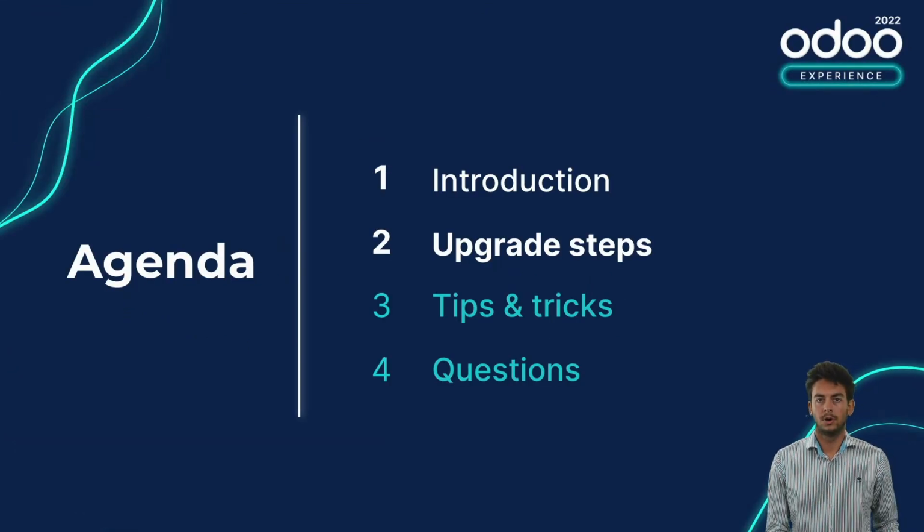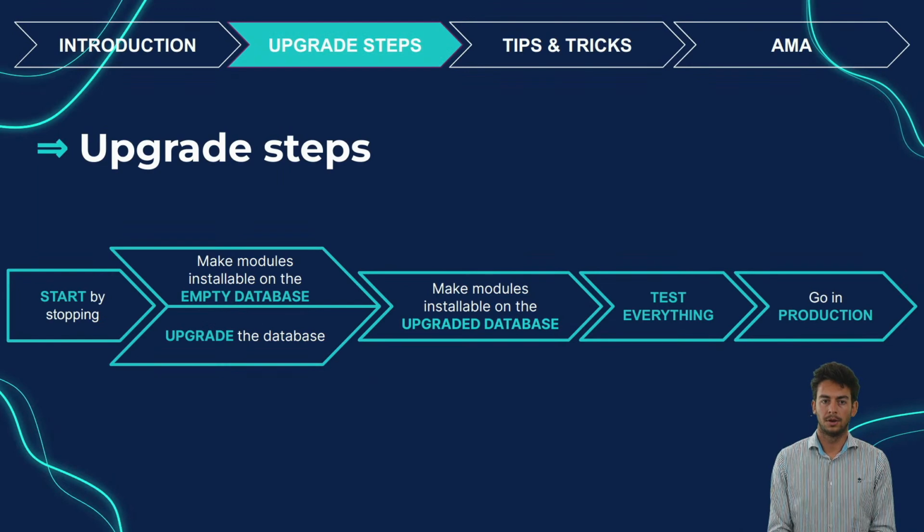I will now go through our process, our upgrade steps, and so our recommendation about how you should do it. So we start by stopping the development. Then we make a module installable on an empty database. At the same time, we ask for an upgraded database. And then when we have the upgraded database and the module works on an empty database, we put those two together to test the installation on the upgraded database.